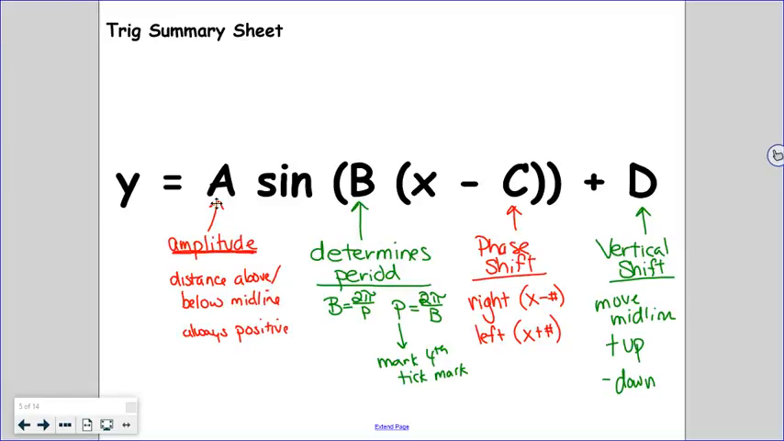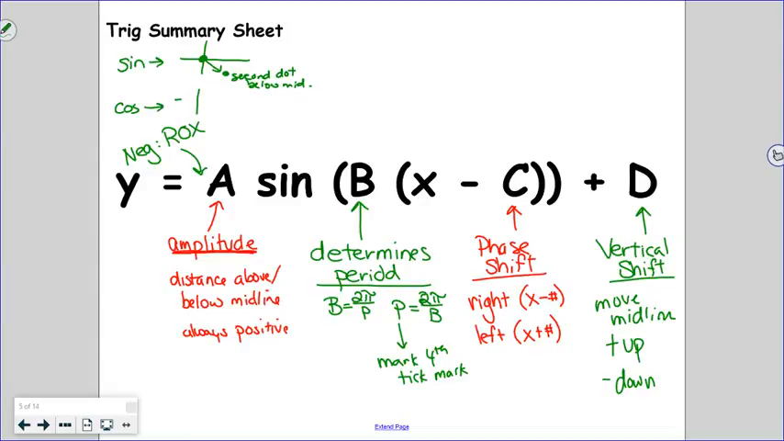The last one that I don't actually have up here is just a reminder that if we were to have a negative on the A, that's a reflection over the x-axis. And again, you can write as much or little as you want, but remember the difference between a reflection over the x-axis for a sine curve versus for a cosine curve. On a sine curve, a reflection over the x-axis means that when I put my second dot, it's going to go below my midline. On a cosine curve, my first dot is below midline.